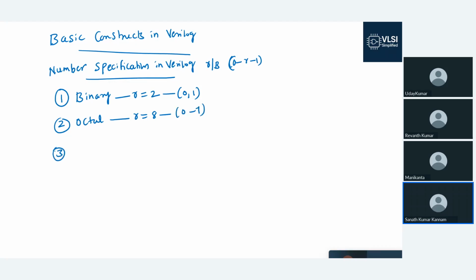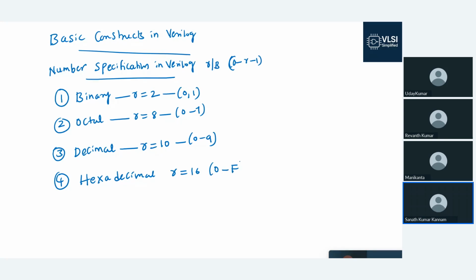Next is the decimal number system, which we already know: the radix is 10 and the range is 0 to 9. Then the hexadecimal number system: the radix is 16 and the range is 0 to F. How do we define these number systems in Verilog? That is our topic.